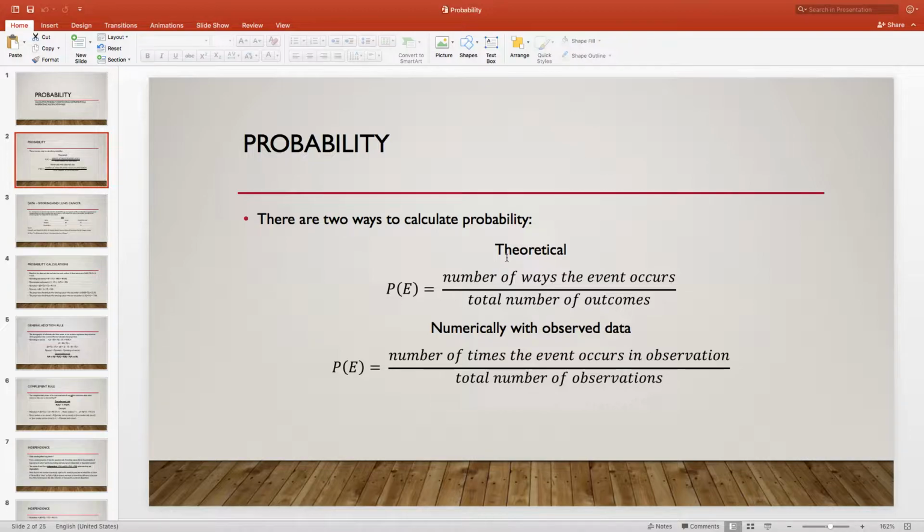In the other situation, in which you have data, and this is one of the most important ones, it's the number of times the event occurs in an observation. So how many times did you observe that outcome, divided by the total number of observations. And let's start out our example with probability with some observational data.